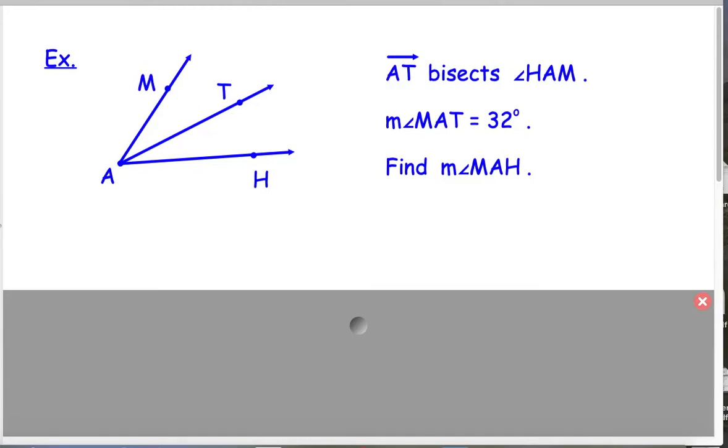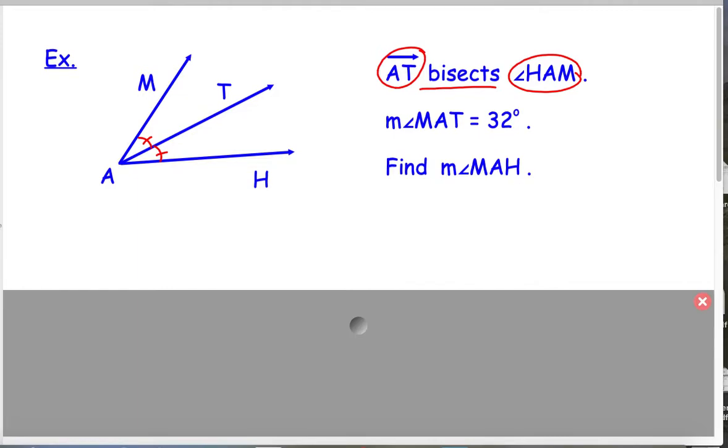Okay, so here's the examples. First one, they're telling us that ray AT bisects angle HAM. So where's HAM? Here's H to A to M. That's the big angle. And AT, this ray bisects it, which means it cuts it in half. So that tells me that I can mark this angle here equal to this angle here. I'm sorry, the angles are congruent, so their measures are equal.